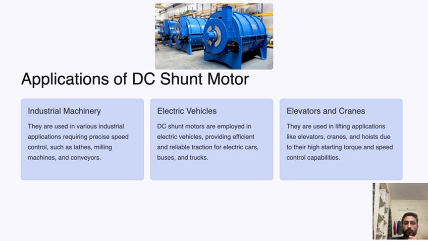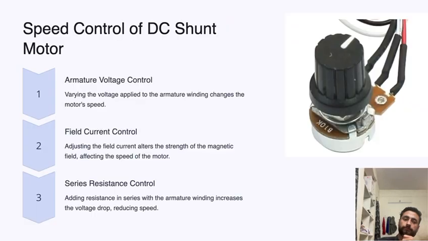Applications of DC shunt motor. Industrial machinery: they are used in various industrial applications that require precise speed control, such as lathes, milling machines and conveyors. Electric vehicles: DC shunt motors are employed in electric vehicles, providing efficient and reliable traction for electric cars, buses and trucks. Elevators and cranes: they are used in lifting applications like elevators, cranes and hoists due to their high starting torque and speed control capabilities.